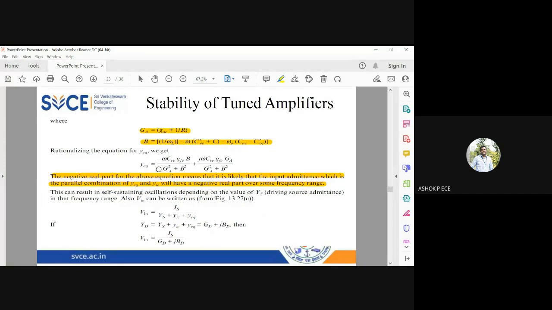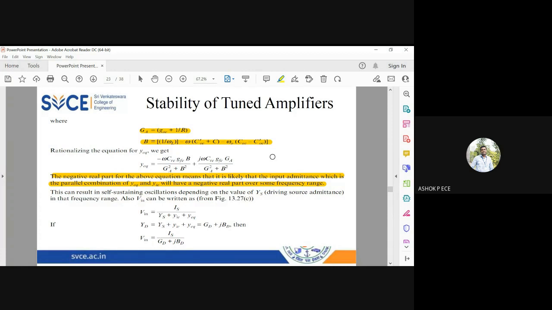Whenever you have negative resistance present in your device, it starts oscillating. From here, what we say is Y equivalent is the output side admittance. When you connect the next stage, this Y equivalent and YIE will become parallel. Since your Y equivalent real part is negative and YIE is going to be a positive number, when you find the parallel combination, effectively the combination will be a negative number, which will have negative resistance over some frequency range.